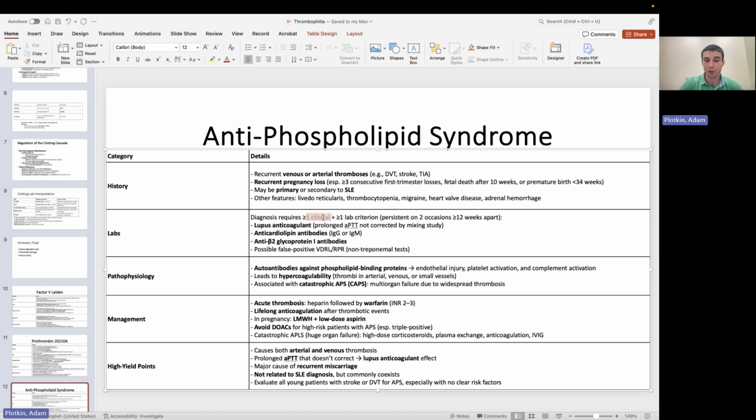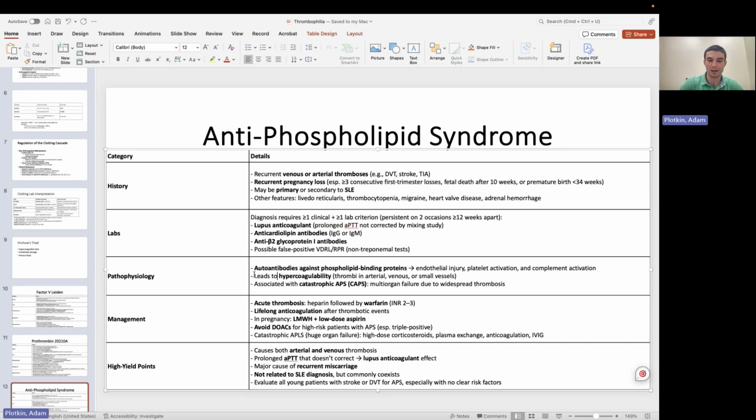So the clinical criteria would be DVT, stroke, TIA, and the recurrent pregnancy losses, right? The laboratory criteria would be a lupus anticoagulant, anticardiolipin, and anti-beta-2 glycoprotein. Those are my 3 antiphospholipids. Lupus anticoagulant will cause a prolonged PTT that does not correct with a mixing study, which I'll talk about in a second, right?